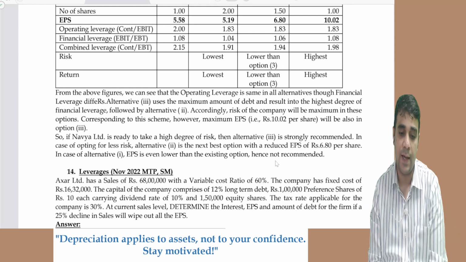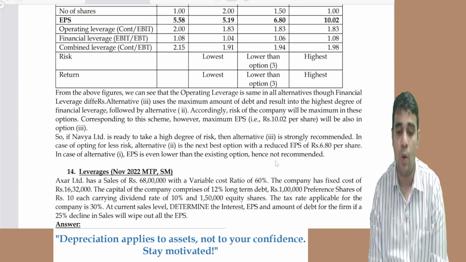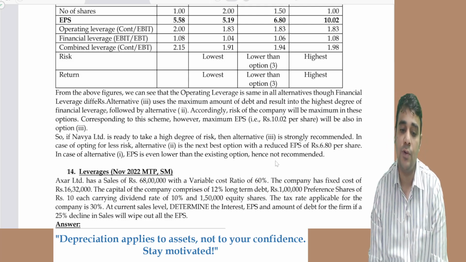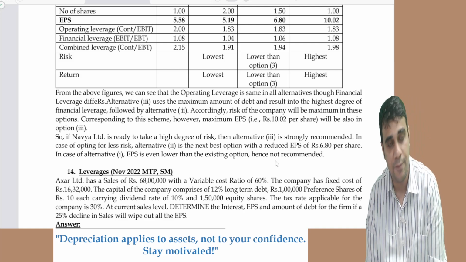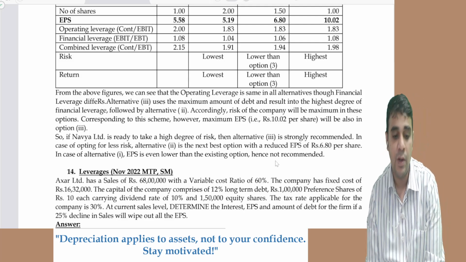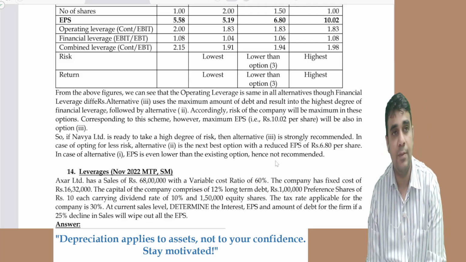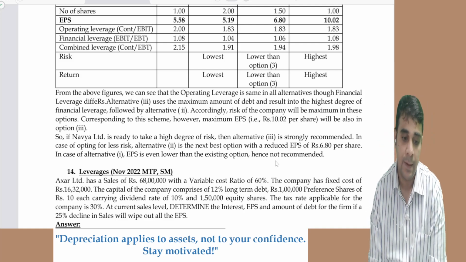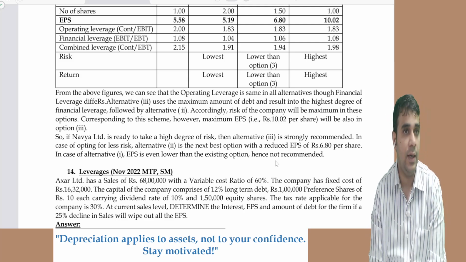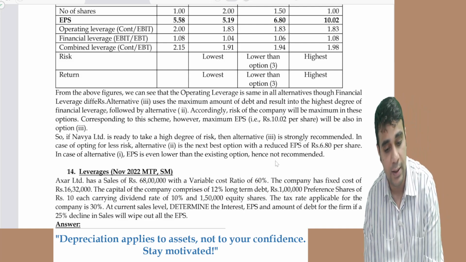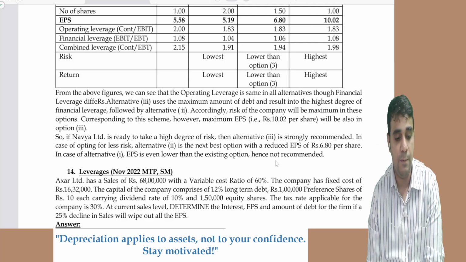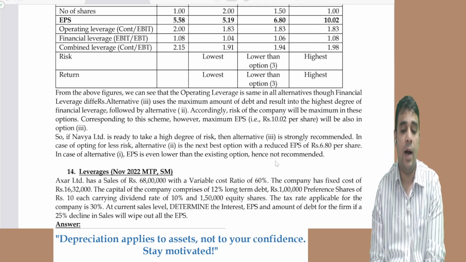From the above figures, we can say that operating leverage is same in all the three alternatives. Financial leverage differs. Alternative 3 uses maximum debt, highest degree of financial leverage, followed by alternative 2. Risk will be maximum in this option. Corresponding to this scheme, maximum EPS, maximum risk. So if Navia Limited is ready to take a high degree of risk, alternative 3 is strongly recommended. In case you want to take less risk, alternative 2 is the next best option with a reduced EPS. Alternative 1 is even lower and hence it's not recommended.